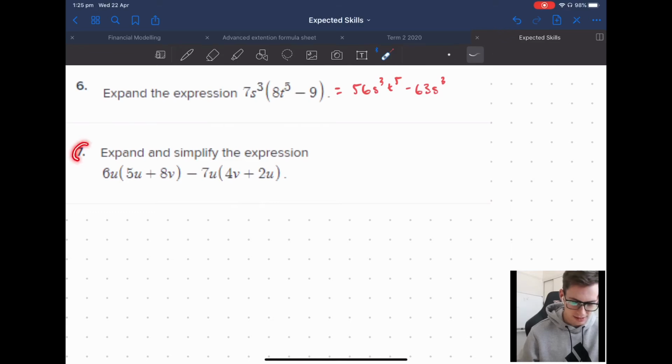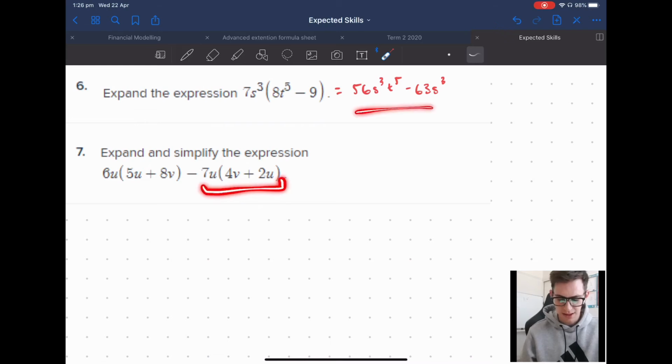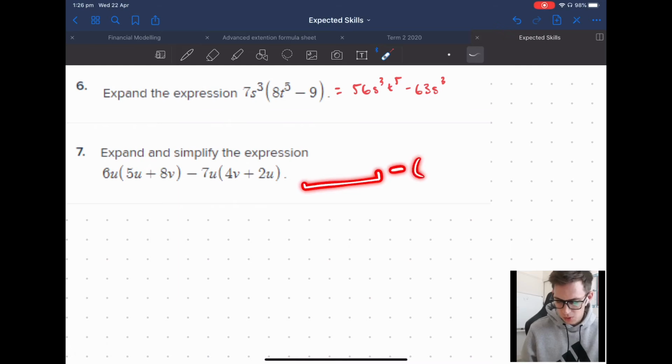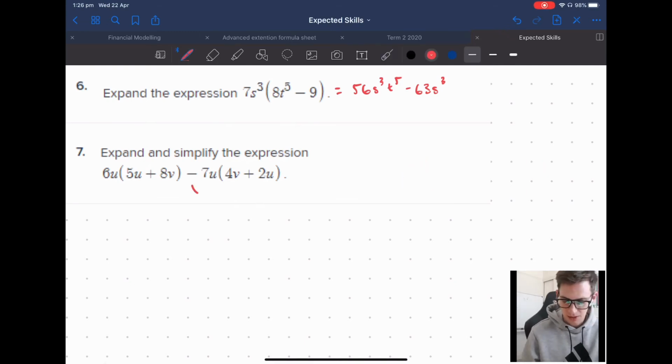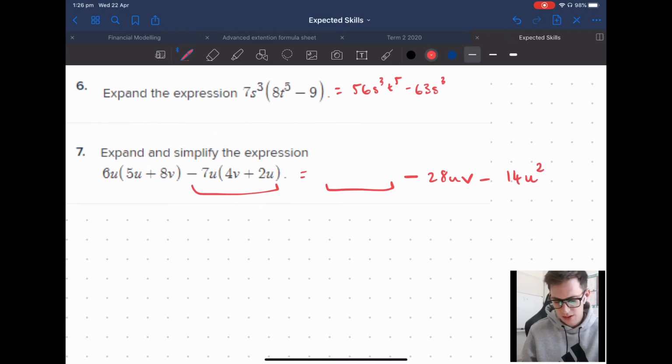The only trick with 7 here is that you need to expand that one, just like we did here, and then expand this one, just like we did there. And you're going to have some big answer minus whatever big answer you got there. You got to make sure that you subtract that whole right side. So I'll quickly do the second part of that question so you don't get stuck on that. So we're going to have whatever our first answer is, I want to leave that for you, minus 28uv, minus 14u squared.